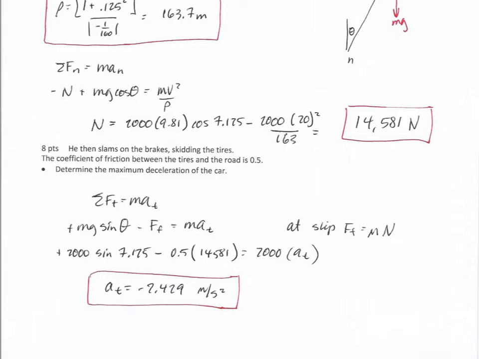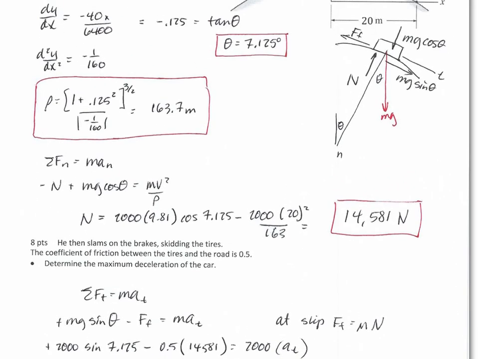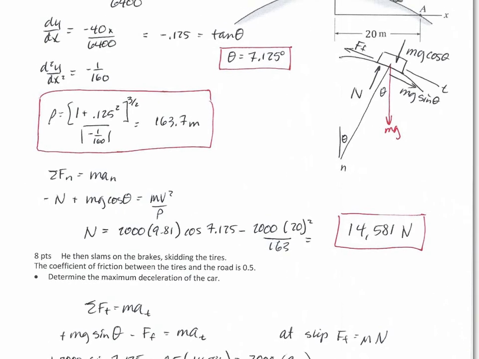We want to find the deceleration of the car. Well, let's go back to the free body diagram. If he slams on the brakes, then it is a skidding or slipping condition, such that the force of friction now is equal to mu times the normal force.